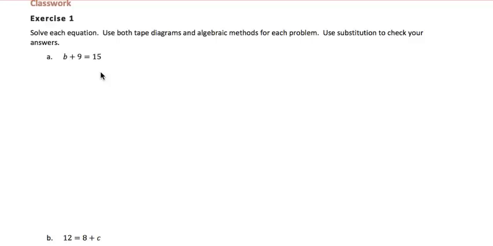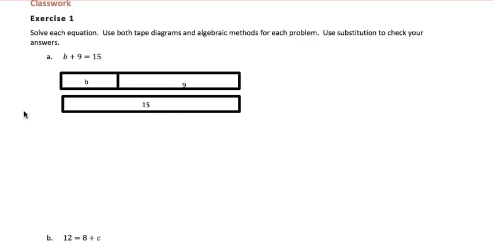So when we look at b plus 9 being equal to 15, here's what we want to draw. So we see two tape diagrams, the first one showing one side of our equal sign and the other one showing the other side. Our first one, b plus 9, and our second one, 15. Hopefully we can see then that what we should be doing is subtracting 9 from 15, and that will tell us how much b is.